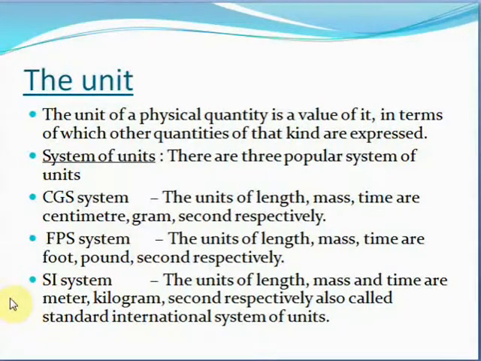Now what is a system of units? There are three popular systems of units. First one is the CGS system, where the units of length, mass and time are centimeter, gram and second respectively. The other one is the FPS system, where the units of length, mass and time are foot, pound and second respectively. And the third one is the SI system. Here the units of length, mass and time are meter, kilogram and second. The SI system is also called the standard international system of units, and this is the system which is widely used.